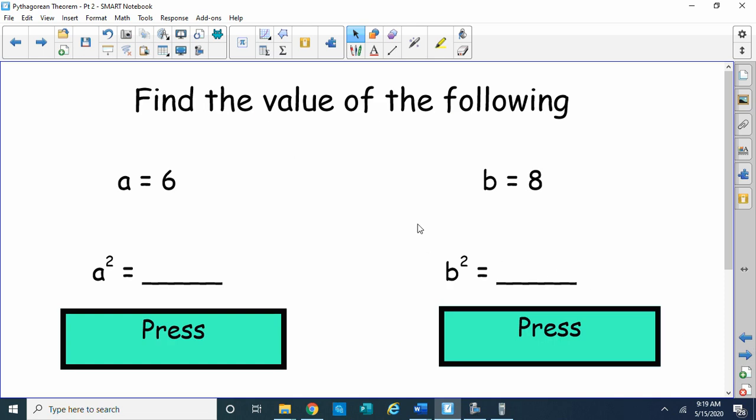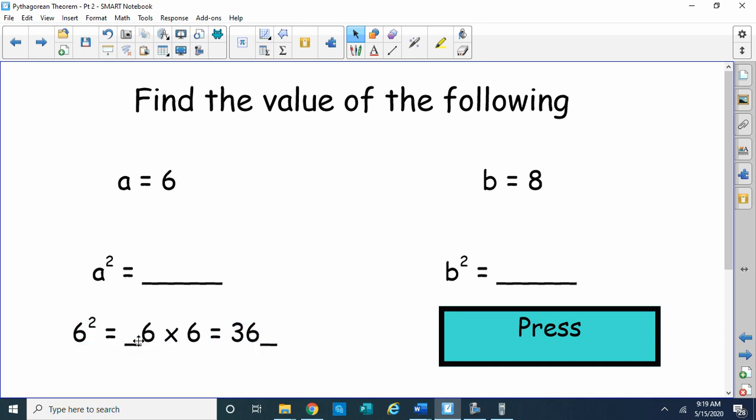So we did some questions like this where we had to find the value. We were given a is equal to 6, and we had to find out what is a squared equal to, so that we would replace a with 6, and we would multiply it out, expand it out, 6 times 6, and that gave us 36. And the reason why we wrote 6 two times is because the exponent of 2 tells us to write it twice.